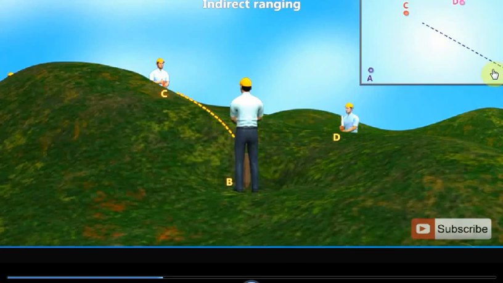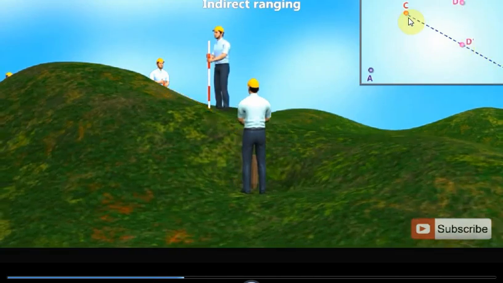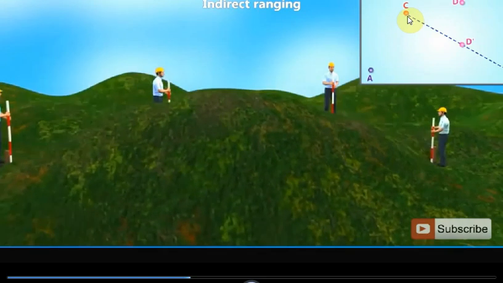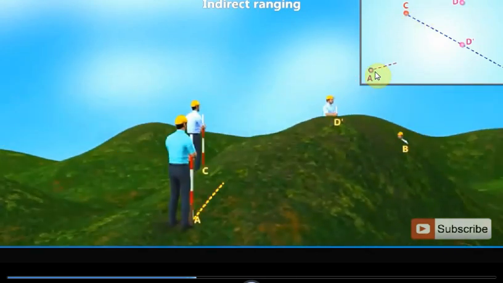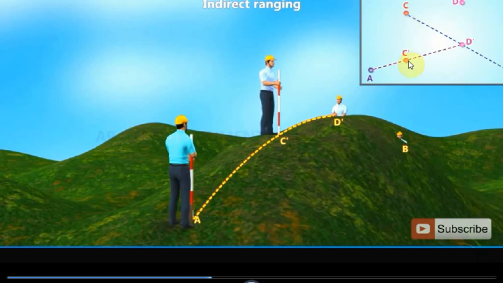So first the person standing at B with the reference of person standing at C will guide the person at D such that B, D, C are in a straight line. Now we'll move to the other end of the line. The person standing at A with the reference of person standing at B will guide the person standing at C to a new position C dash such that A, C dash, D dash are in straight line.